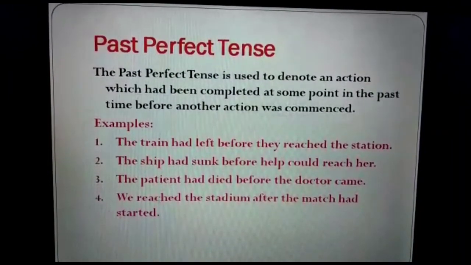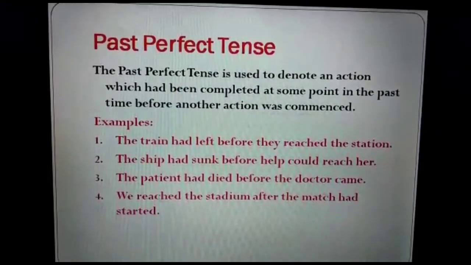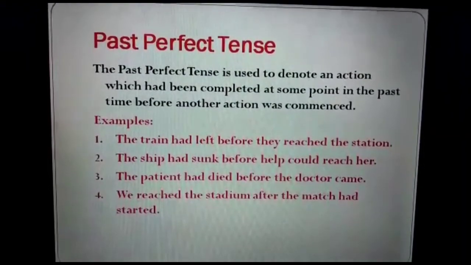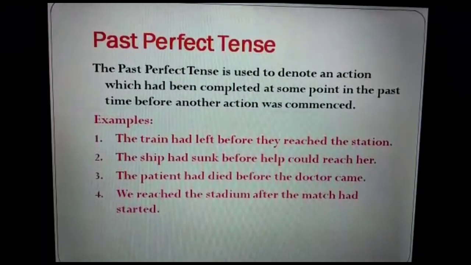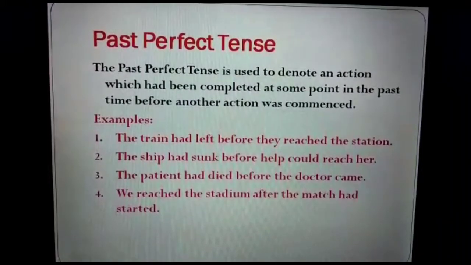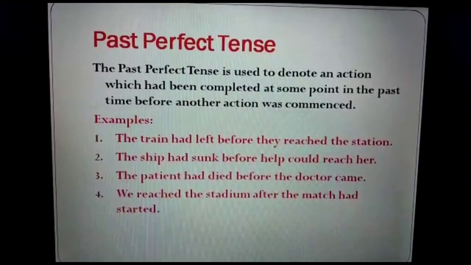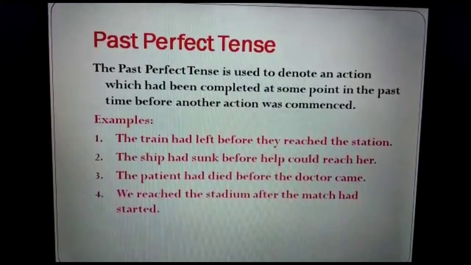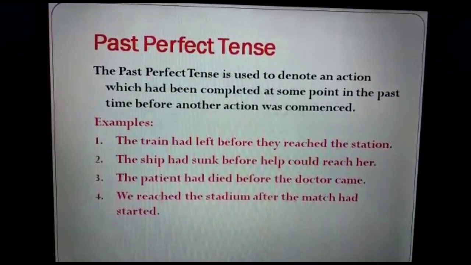in past perfect tense. Example number 4: we reached the stadium after the match had started. Similarly, two actions of the past. One action is our reaching the stadium, and the other action is the match had started. So, whichever happened before, that one we have written in past perfect tense. The match had started.